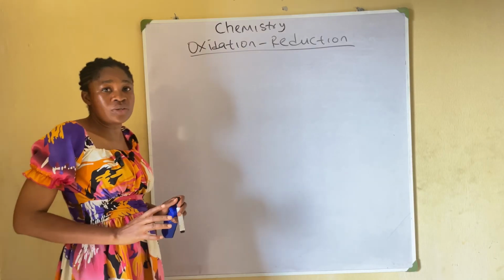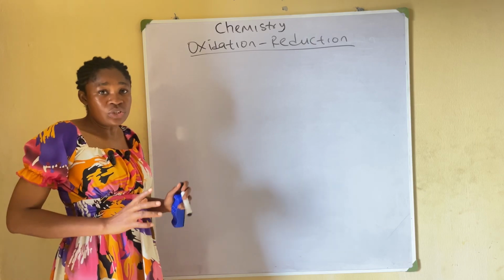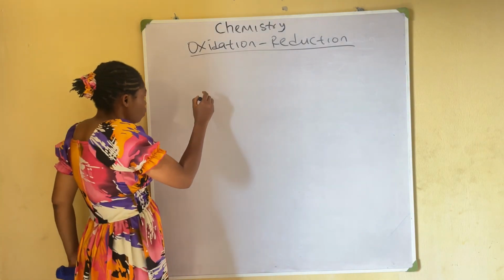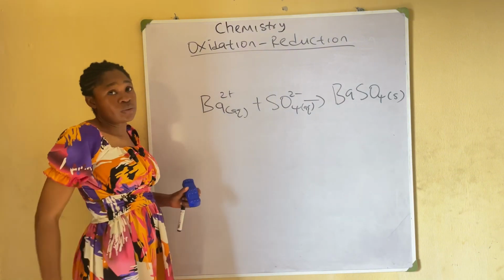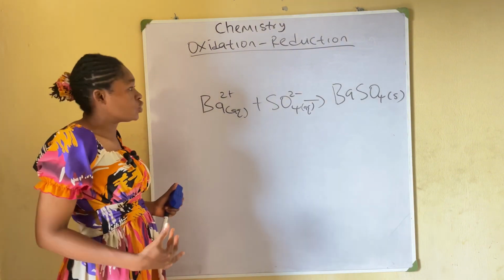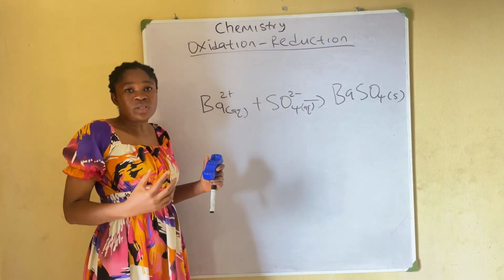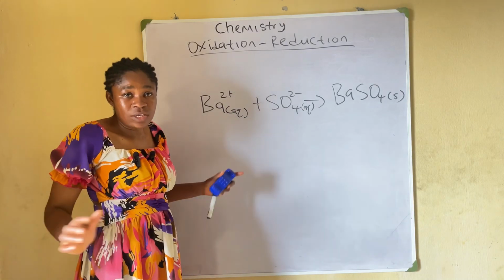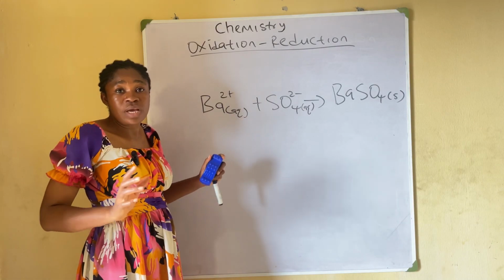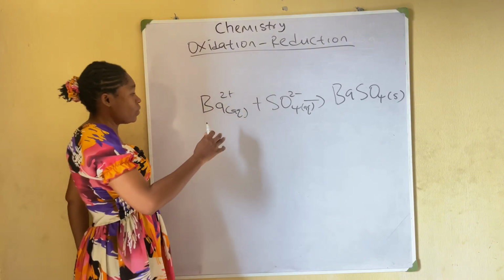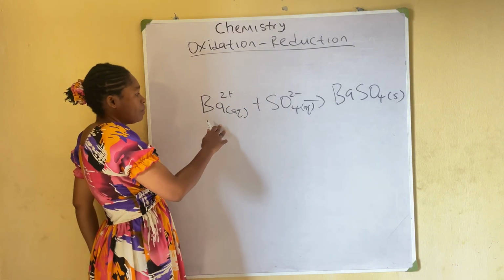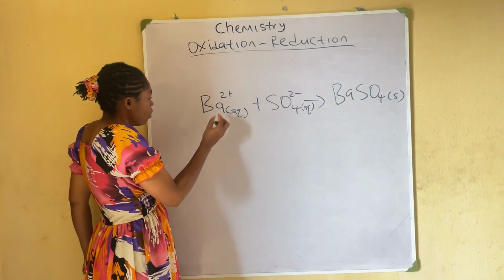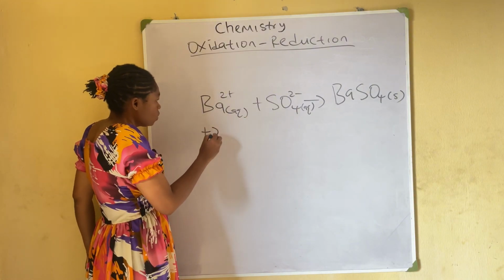Because not every equation can be regarded as a redox equation. Look at the equation on the board. Can you call this thing a redox equation? In any equation where you check the oxidation number of the right hand side and the opposite side, they are the same, that equation is not a redox equation. Look at the oxidation number of barium here. Barium ion is what? That's +2.